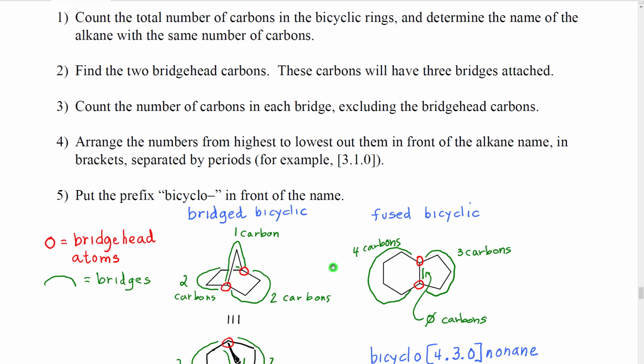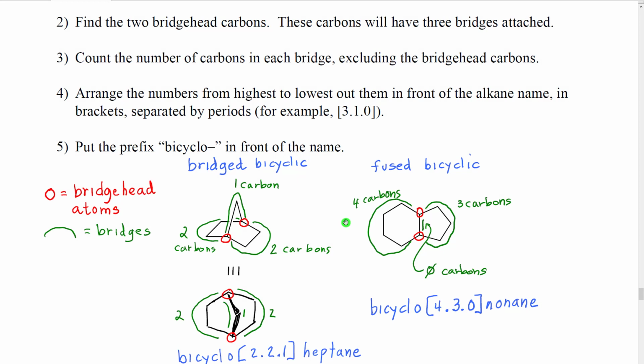Okay, so how do we name these things? Well, the first thing to know is that we're going to count up all of the carbons in both rings to get our parent name. So for example, this ring would have 6 carbons here plus the one on top. So that would be 7 carbons. So we would name it as a hept. This ring here has 6 carbons plus 3 more. That's 9. So we would name it as a nona.